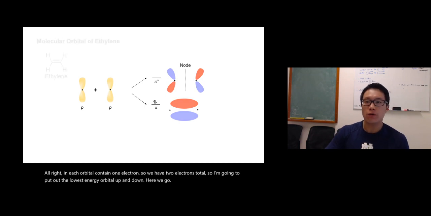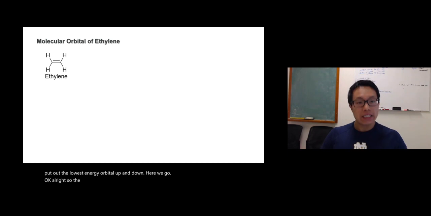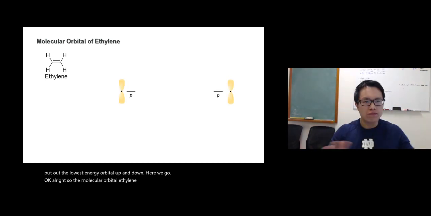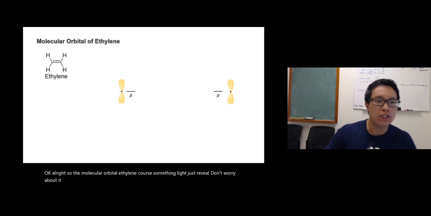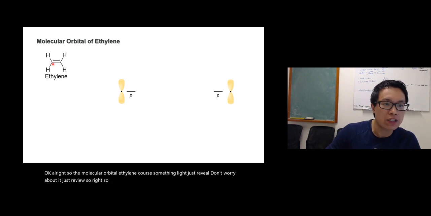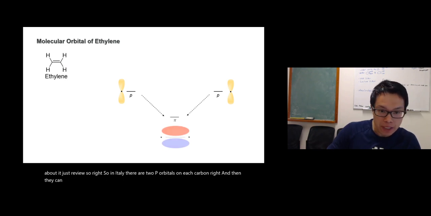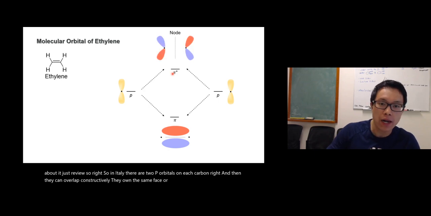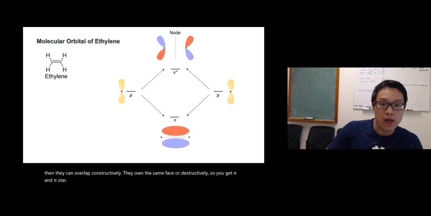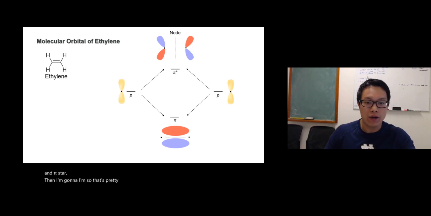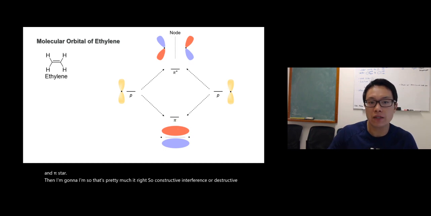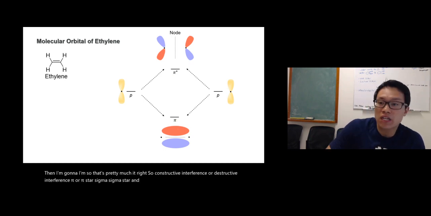Okay. So the molecular orbital of ethylene goes something like this. It's just review. Don't worry about it. In ethylene, there is a p orbital on each carbon, right? And then they can overlap constructively, in the same phase, or destructively. So you get pi and pi star. So that's pretty much it. Constructive interference or destructive interference, pi or pi star, sigma star, and that's pretty much nothing else.